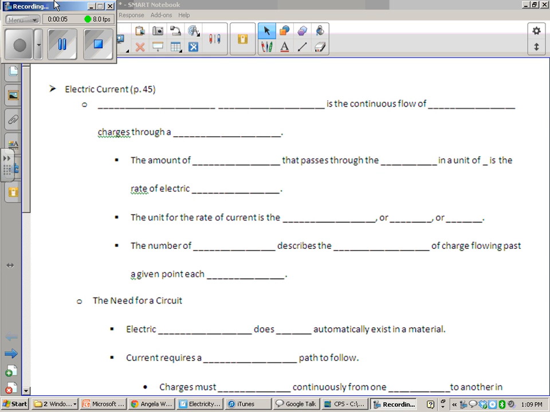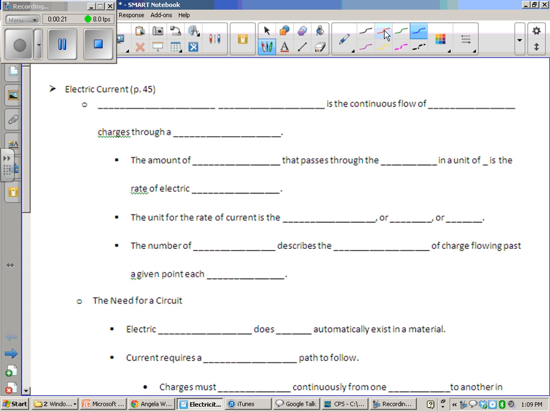This is going to be the first part of our electricity unit. This is going to start talking about electric current. Okay, so electric current is the continuous flow of charges through a material.